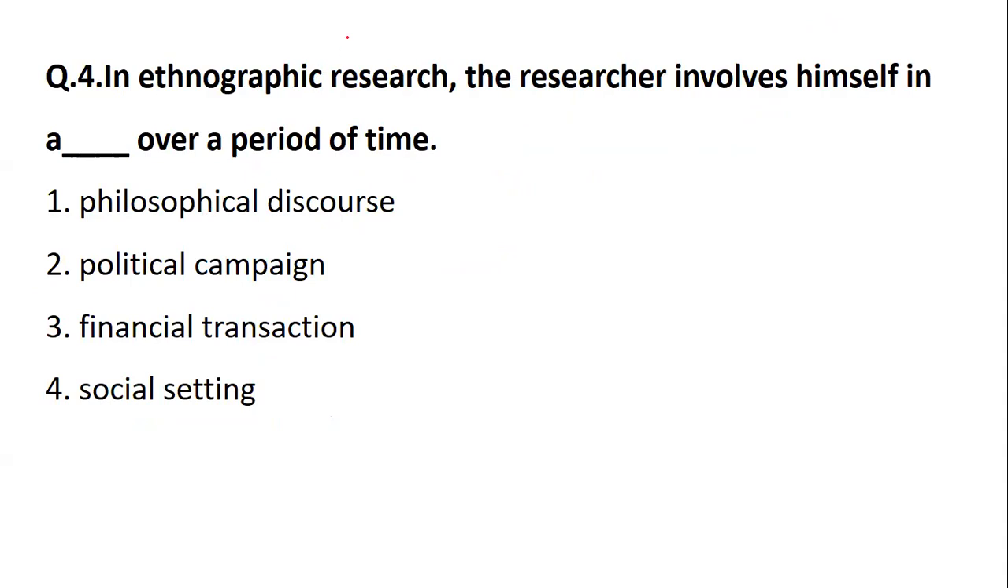Okay. Now coming to the next: in ethnographic research, the researcher involves himself over a period of time. So, what is involved? A philosophical discourse, a political campaign, financial transaction, or social setting. Now, see, ethnographic research. Basically, such type of research is based on what? It is based on something in the form of society. So, you should know very clearly that political campaign and financial transaction are not possible. Philosophical discourse means a communication, but it doesn't take place only with the help of ethnographic research. So such research involves a social setting, with the help of a community, a society. That is called ethnographic research, right?